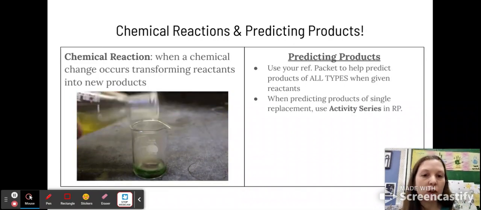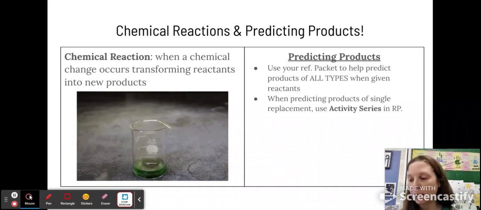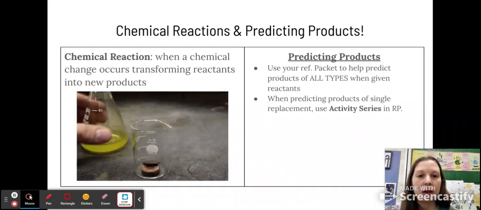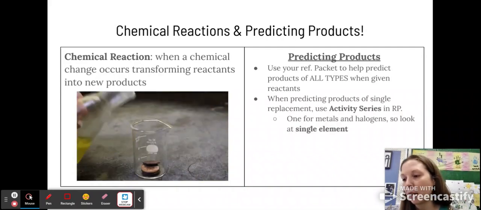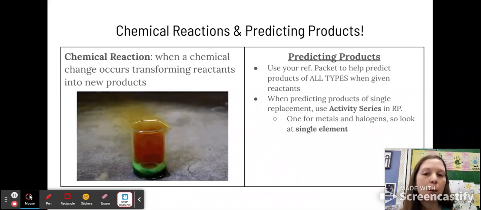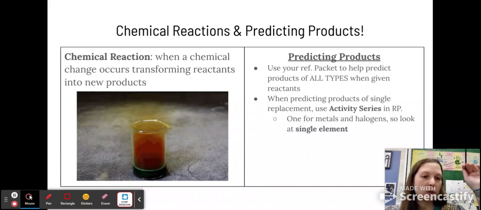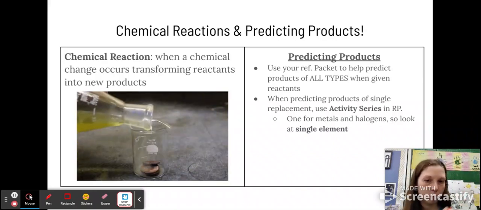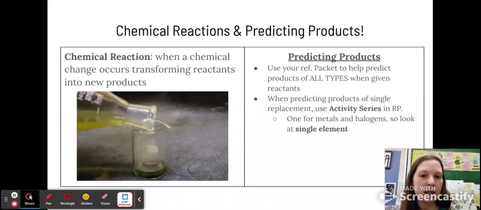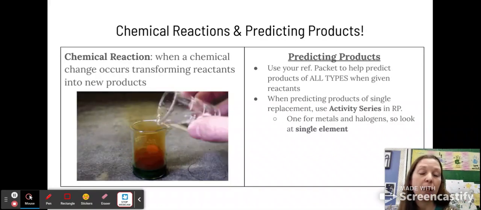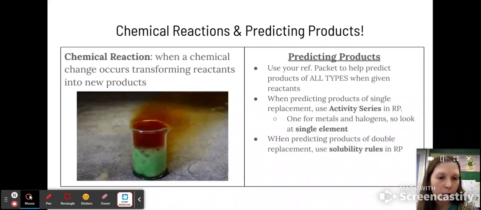When predicting products for a single replacement reaction, which we'll discuss in a minute, you're going to use the activity series that's also in your reference packet. There is one for metals and one for halogens. In your reference packet, I think we only have the one for metals, but for halogens, that's your group 7A. They're more reactive from top to bottom. So just look at that. But we have to pay attention to the single element on the reactant side to know how to read this, and the product side to know how to read your activity series. And then let me shrink there we go.